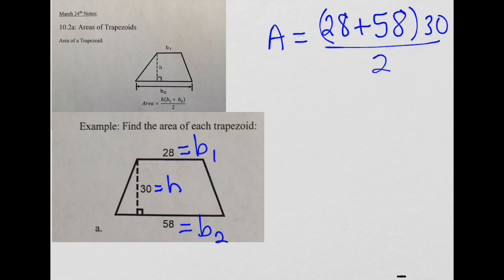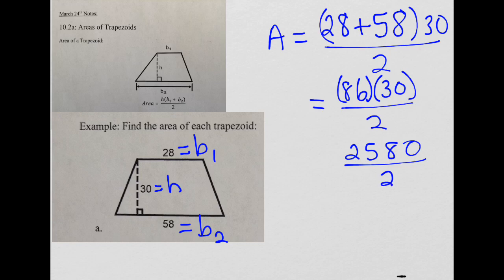So let's do a little arithmetic. 28 plus 58, that's 86. That times 30 over 2. 86 times 30, 2580, divided by 2 is 1290. And that would be units squared since we're dealing with area.